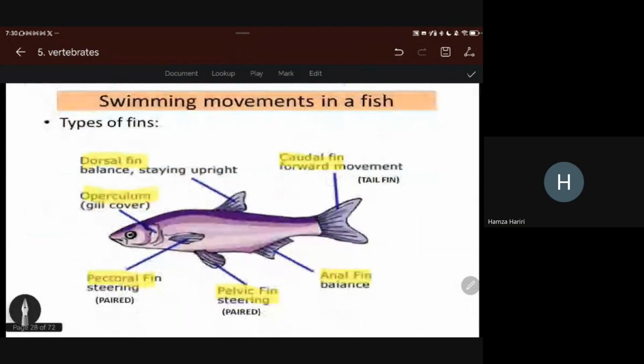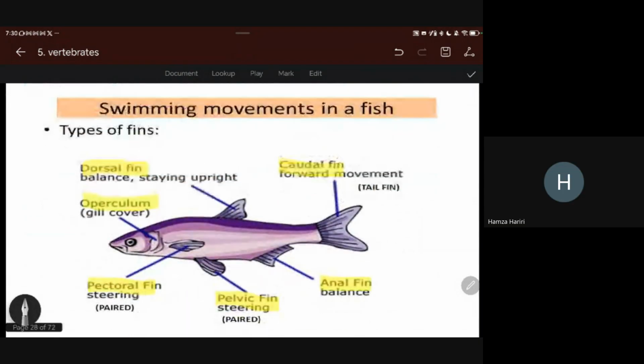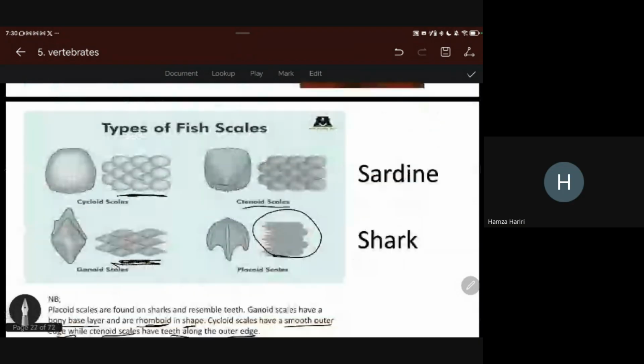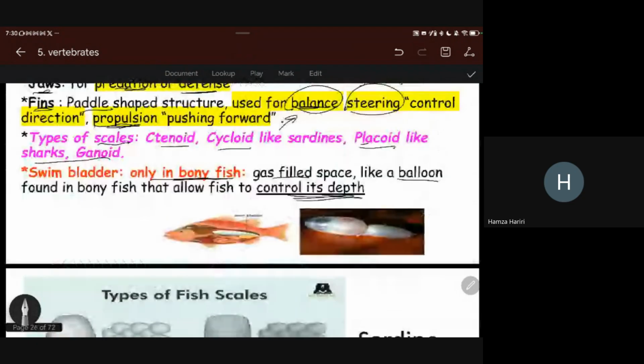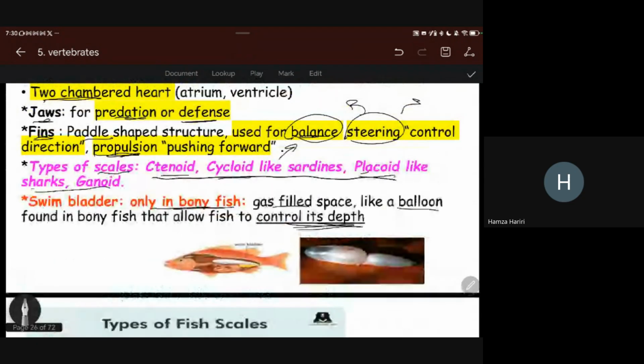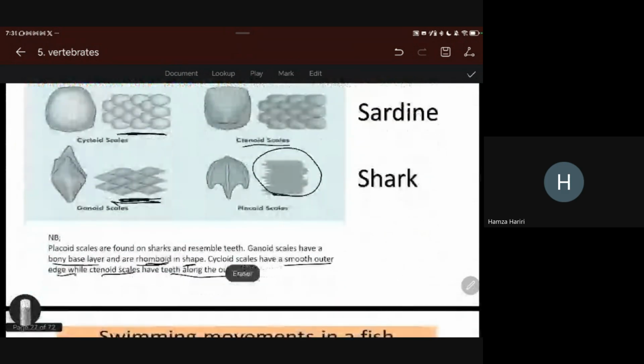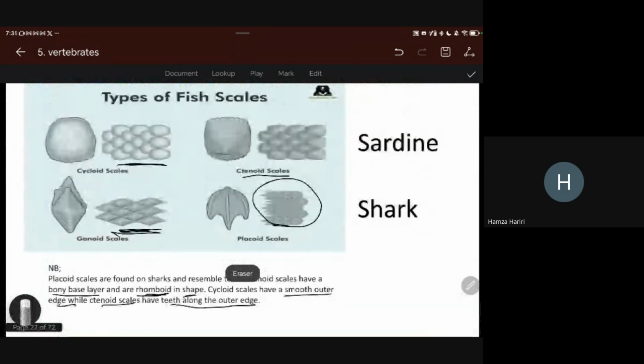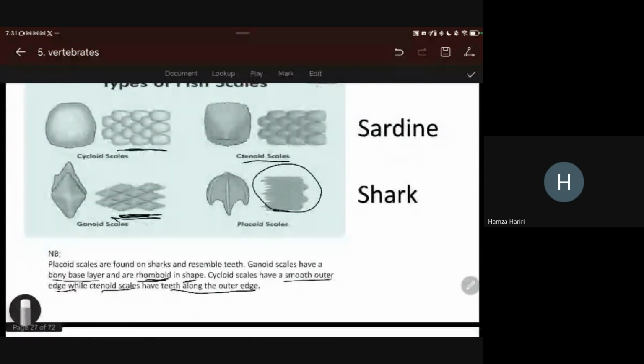Should I memorize the types of scales? You should memorize the types as names, not the specifications of them, like how they look.